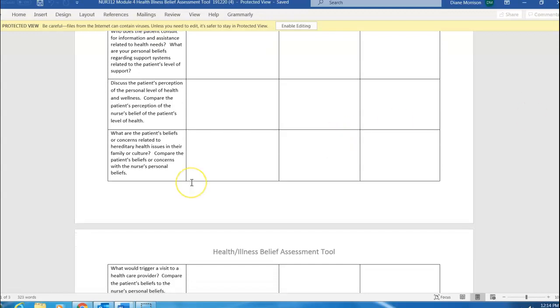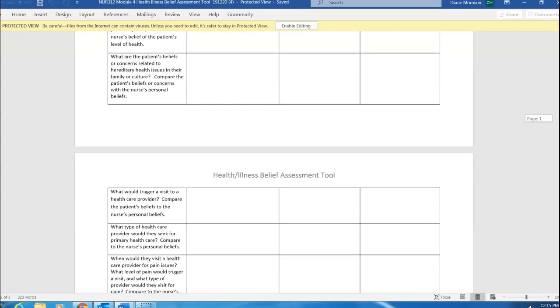This one looks at what is a patient's beliefs with regard to hereditary issues. Someone might think that heredity plays nothing into their wellness. Another person may say, yes, it does. So again, collect that information as you are working through this tool.